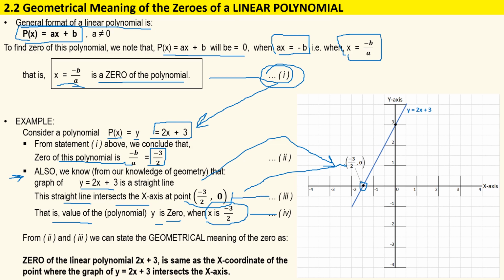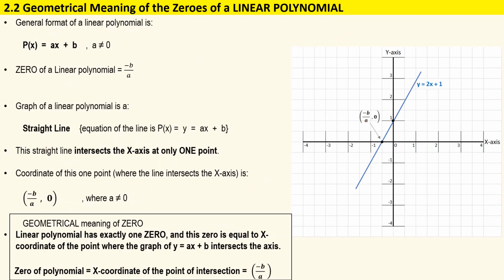And from statements 2 and 3, we can state that the geometrical meaning of the zero is that the zero of a linear polynomial, in our case 2x plus 3, is the same as the x coordinate of the point where the graph of y is equal to 2x plus 3 intersects the x-axis.